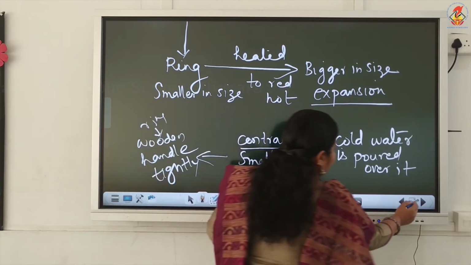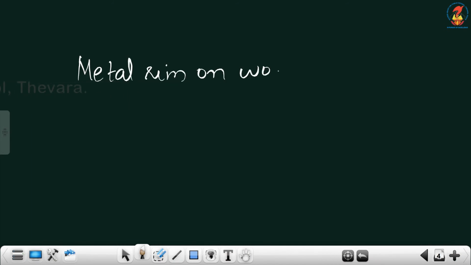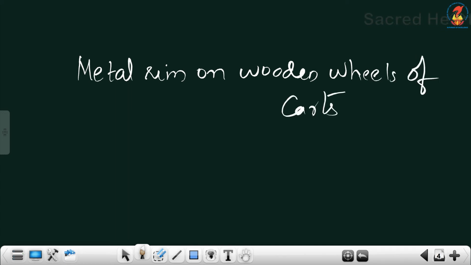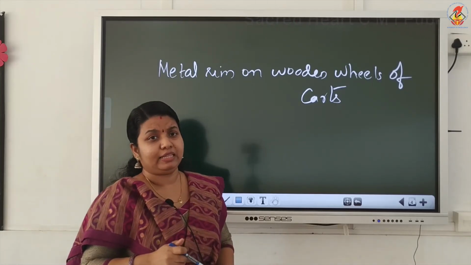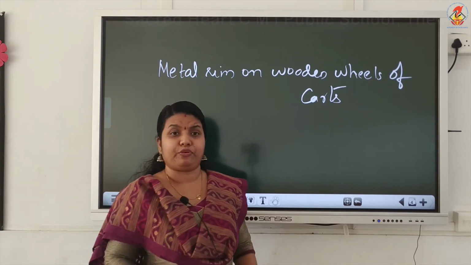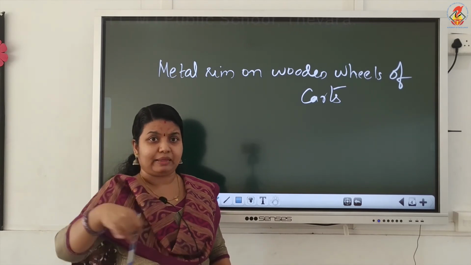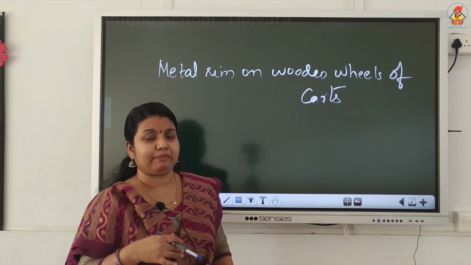Now the next example is how to fix the metal rim on wooden wheels of cart. You might have seen carts. All the carts have a wooden wheel. There will be a metal rim. That figure you can see, figure 6.7 on page number 49. There is a metal rim on the wooden wheel.